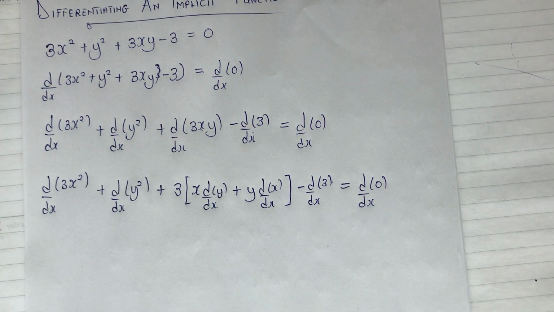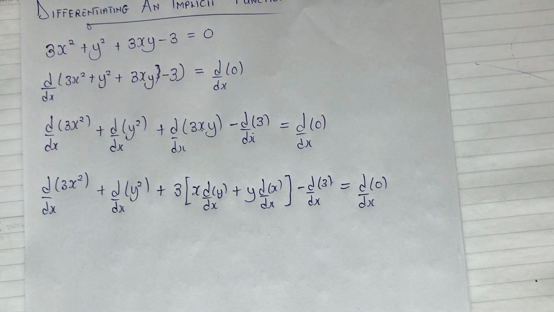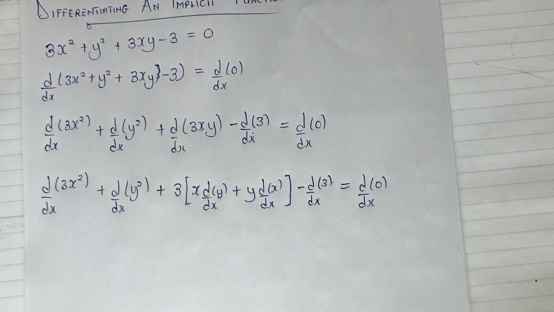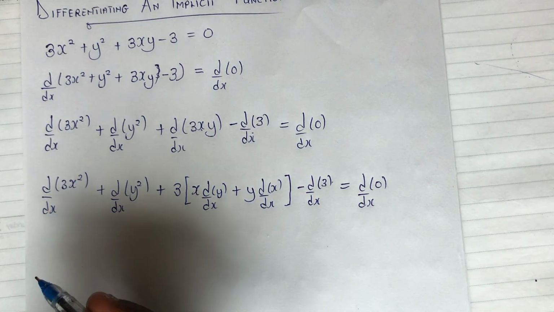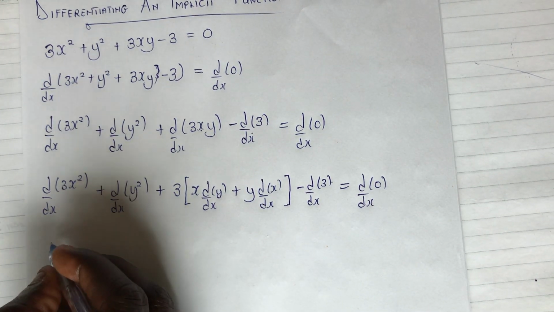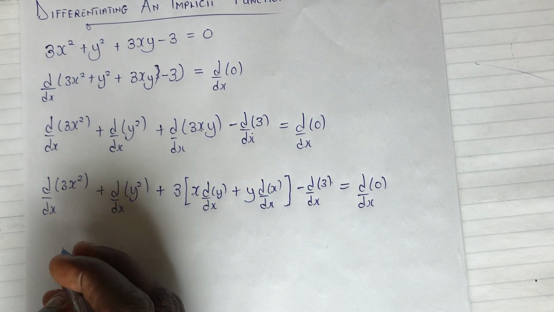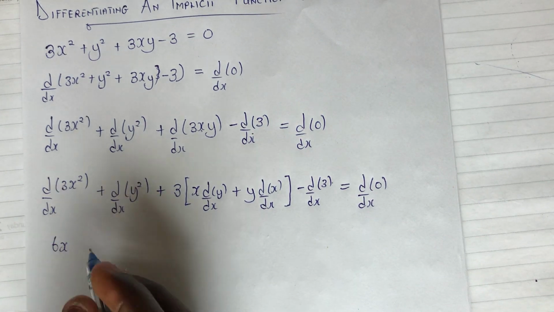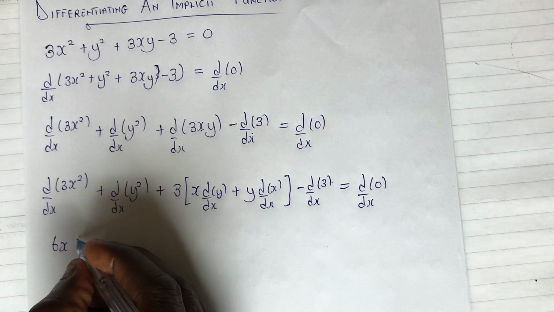So this is very simple. Go through it very carefully. Now I can differentiate each term one by one. So when I differentiate this side, the 2 will multiply the 3, and you reduce the power by 1. So I am getting 2 times 3, which gives me 6. x to the power 2 minus 1 gives me 6x raised to the power 1, d/dx.